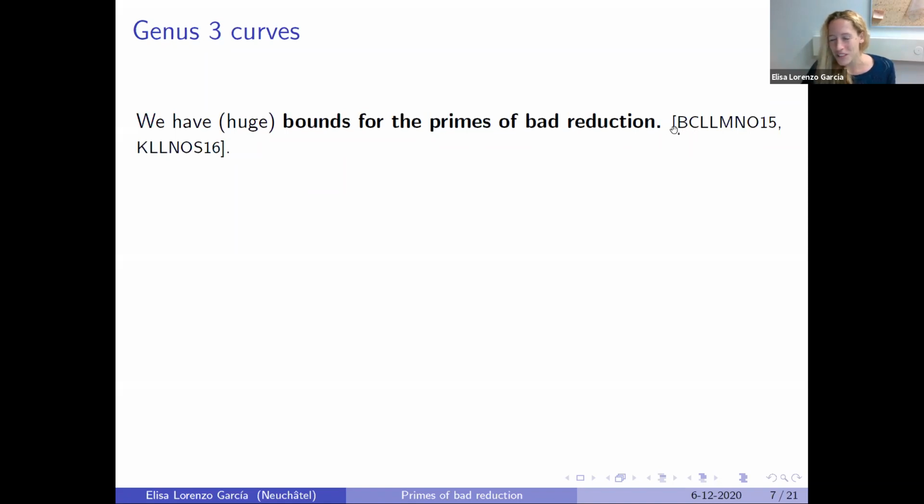This was a first paper in a Women in Numbers conference, in which we gave a first bound for the primes of bad reduction under some assumptions. And then this was a follow-up paper in which we finally were able to get a bound for the primes of bad reduction. Yeah, this bound is a little bit big, so it's not that practical. And of course, we still need to bound the exponents. So not only a bound for the primes, but also a bound for the exponents.